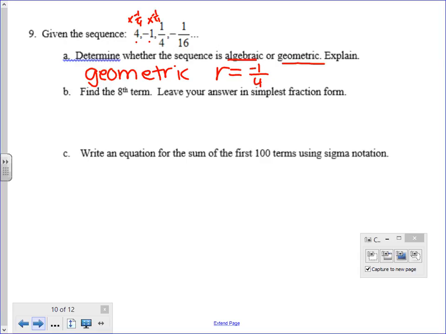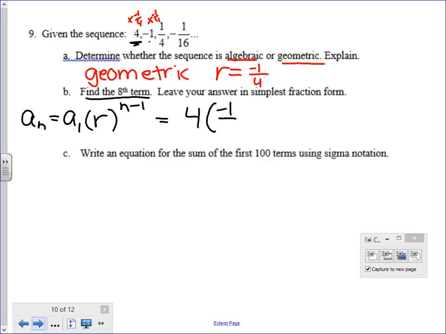Now I'm going to use this r and the fact that I have a geometric sequence here to find the 8th term of the sequence. When I'm finding the 8th term of a sequence, I have to use the A sub n formula. Right? That formula is A sub 1 times r to the n minus 1. In this pattern, A sub 1, the first term, is 4. So I'm going to put 4 in here. r we calculated to be negative 1/4. And we're trying to find the 8th term. That tells me 8 is n, which goes in for my exponent.